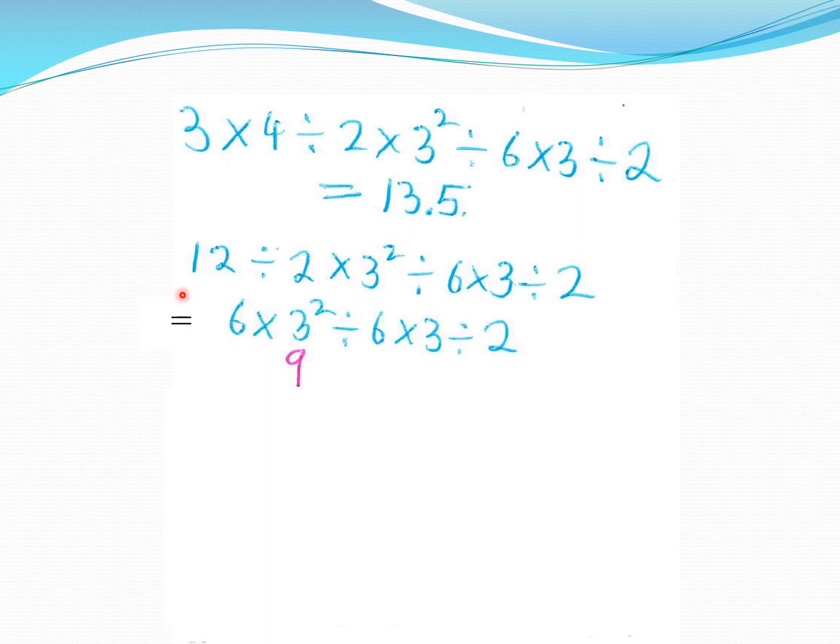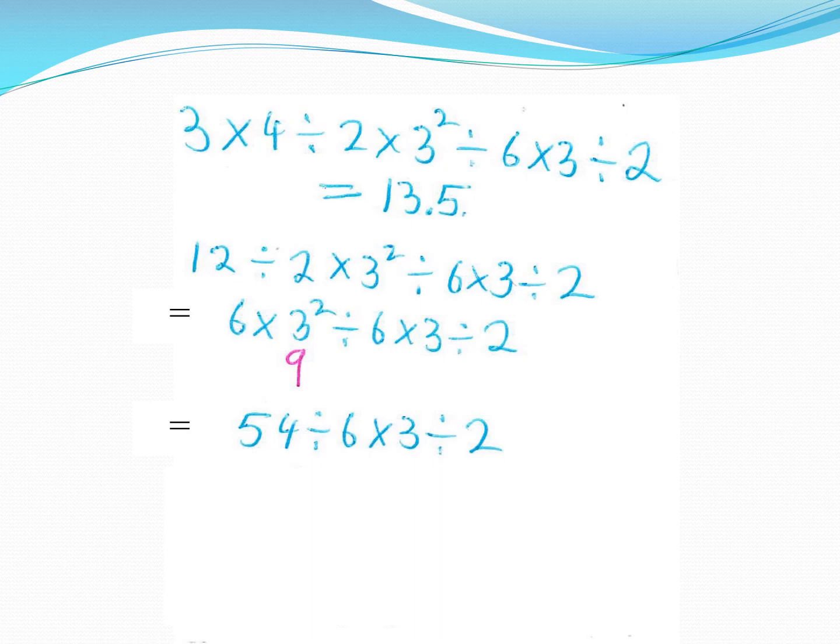So effectively then it's just divides and multiplies. And they're on the same tier and we take them in the order that they appear in. So following on then, we go 12 divided by 2, which is 6, times 9 that we've already decided, divided by 6 times 3, divided by 2. 6 times 9 is 54, taking them in the order that they come in, divided by 6 times 3, divided by 2.